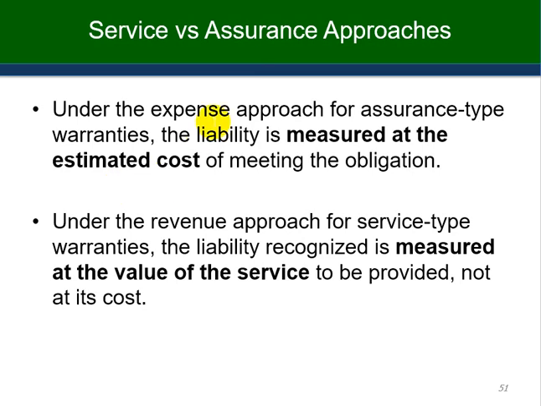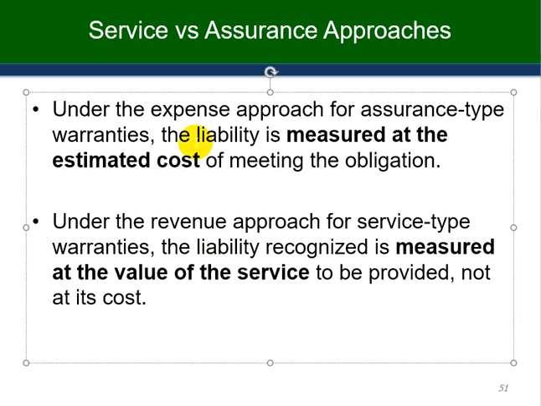So the difference between the service and assurance approaches: the service approach says that we recognize revenue over time. So we recognize the revenue as unearned revenue, and then as we actually earn the revenue over time, the value of the service is recorded as revenue. It basically delays revenue. It's a more conservative approach, but it records the expenses at the time that we actually pay the expenses, and so they're implicitly matched against the revenue in that way.